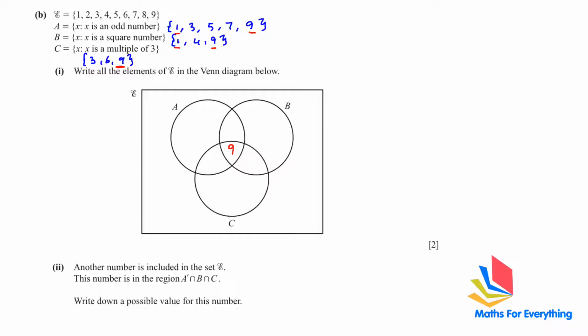1 is common. That's it. So 1 will come here. And the remaining in set B we'll write here in the circle of B.